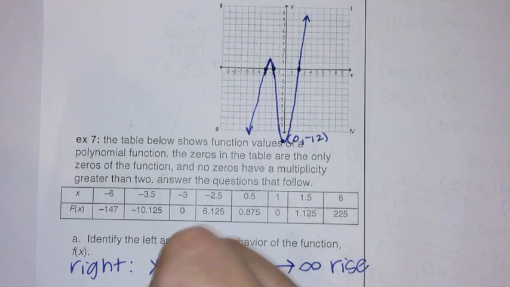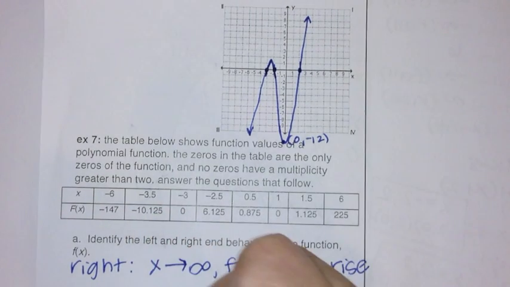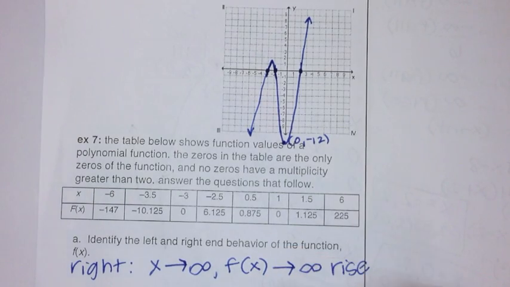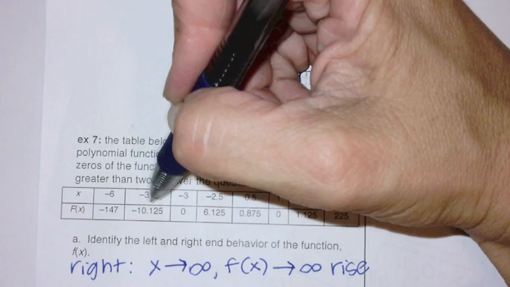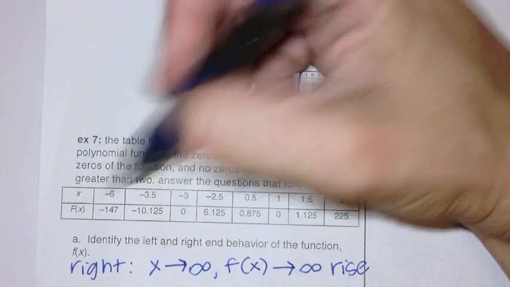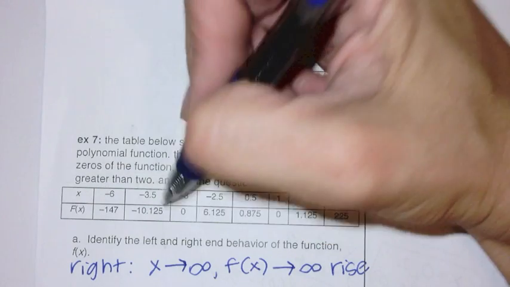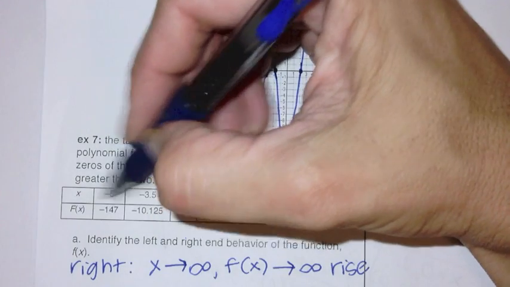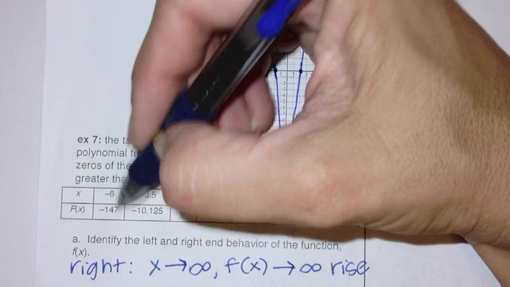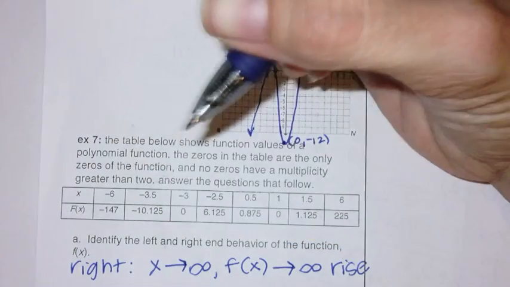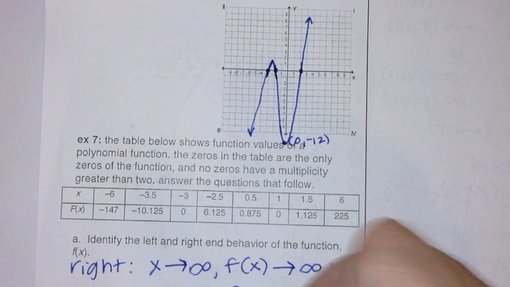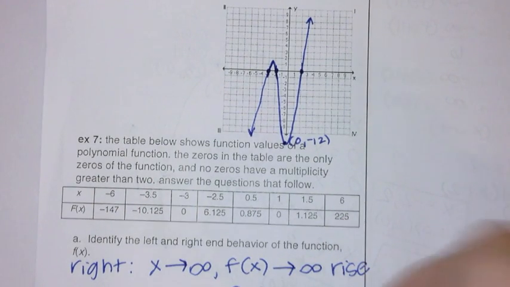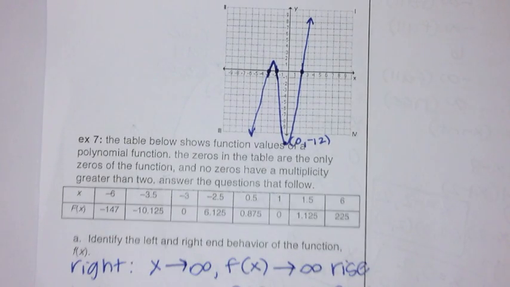Now, for the left end behavior, we're saying as x gets smaller, as x goes to negative infinity, so we're going this way, and you can see as the x's are getting smaller, what are the y's doing? The y's are also getting smaller, and here's a pretty large negative number, so it's safe to assume that it's not going to turn after that, and it's just going to keep going to negative infinity. So that end behavior on the left would be fall.